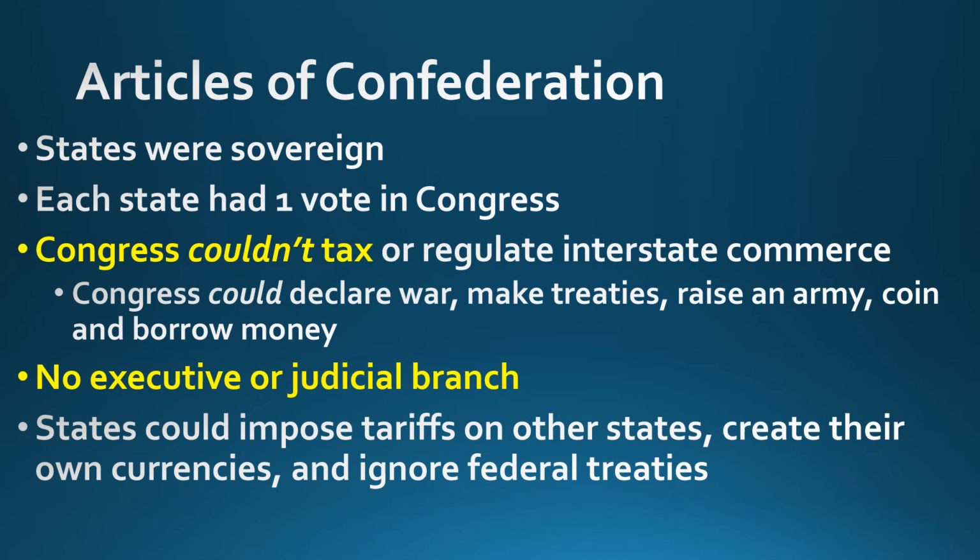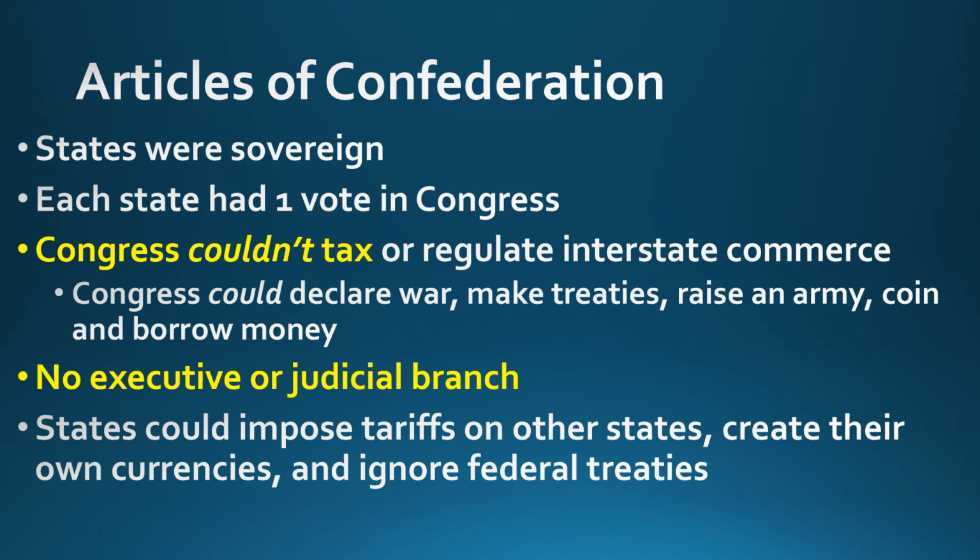Congress could not tax. They also couldn't regulate interstate commerce. Congress could, however, declare war. They could make treaties. They could raise an army, coin, and borrow money. So essentially notice that what they can do is they can do foreign policy. They couldn't really make domestic policy. They can raise an army, but they couldn't tax.